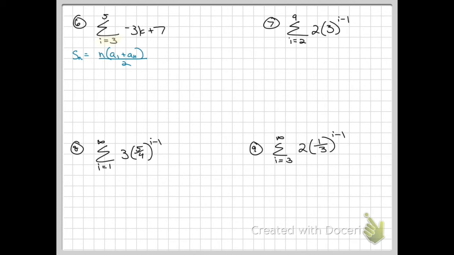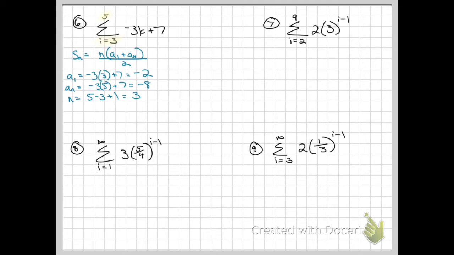This one's starting at 3. So a1, I'm still going to call it a1, but it's really a3, right? We're plugging in 3, the third term. Negative 9 plus 7 is negative 2. The nth term, in this case, plug in the top, 5. So we're going to 5. Negative 15 plus 7 is negative 8. And then remember, n is 5 minus 3 plus 1. Because count it out. Third term, fourth term, fifth term, that's all actually 3 terms, right?